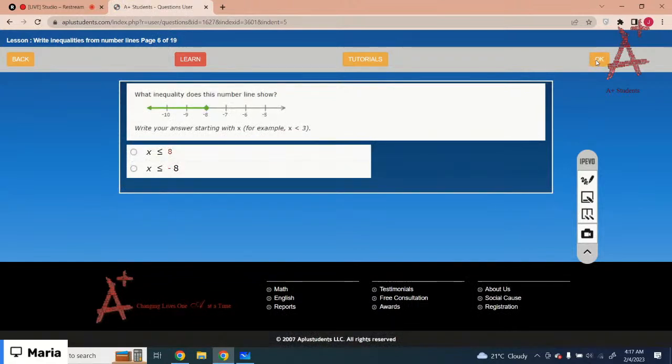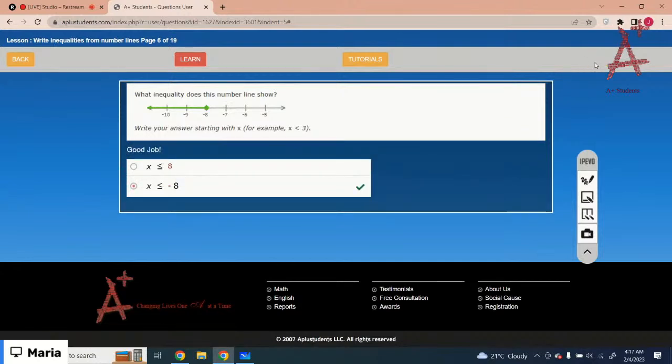Okay, what inequality does the number line show? So which is the correct option? So it is x is less than or equal to negative 8. Got it? Because we have a closed circle at negative 8, a filled in circle. That means negative 8 is also included. Yes, that is option number 2.